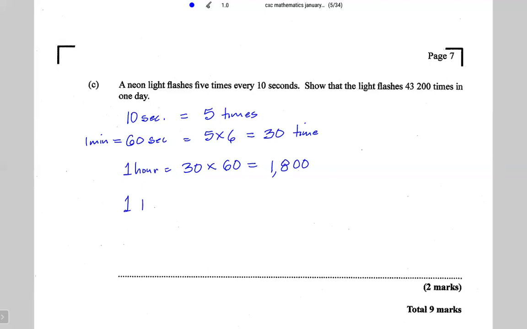Now, in 1 day, there are 24 hours in a day. So it's going to be 1800, which is the number of times it flashes in an hour, multiplied by 24, and we should get the 43,200. Let's see, times 24, and the answer is 43,200 times. So the neon light that flashes 5 times every 10 seconds flashes 43,200 times in one day. And that would be the end of the question.